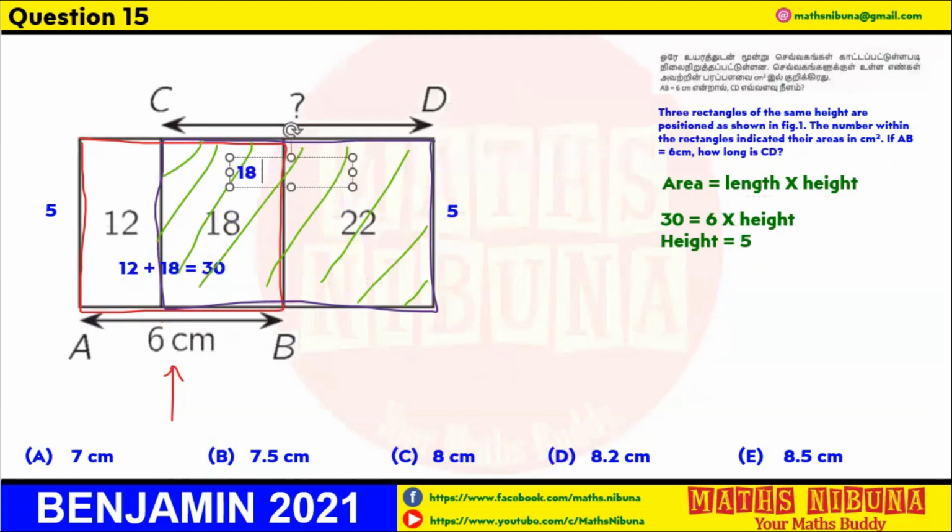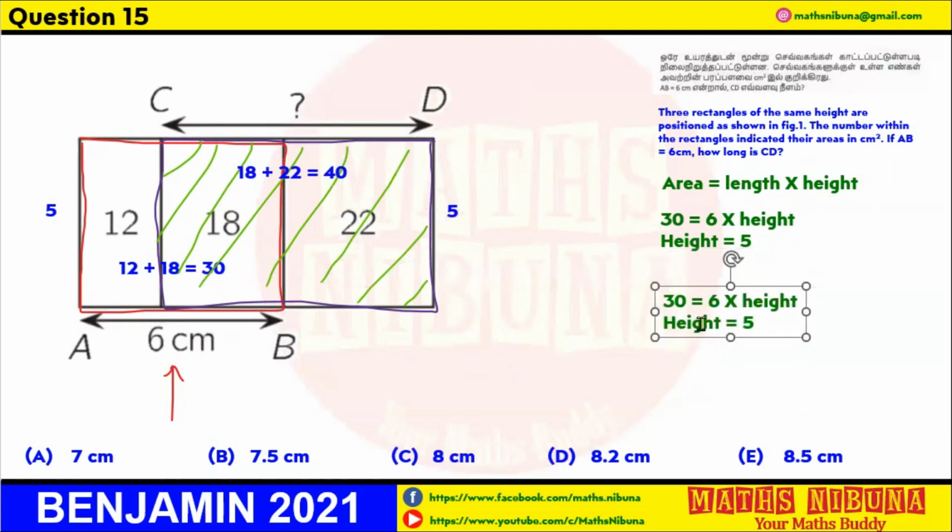18 plus 22, which equals CD times 5. 18 plus 22 is 40. So now use the same formula again. Area is length times height. Our area is 40, our height we already found is 5, times CD, the length. So 40 equals 5 times CD.